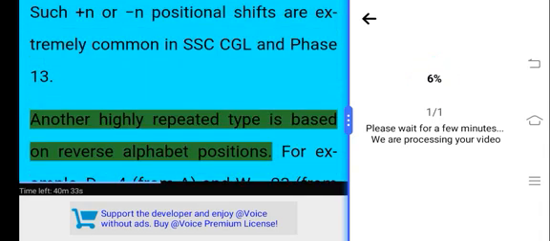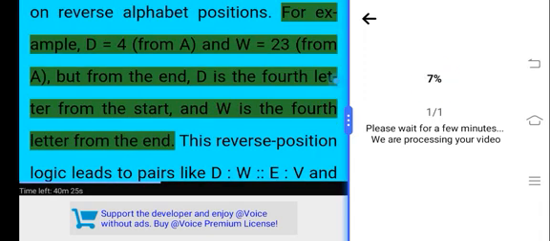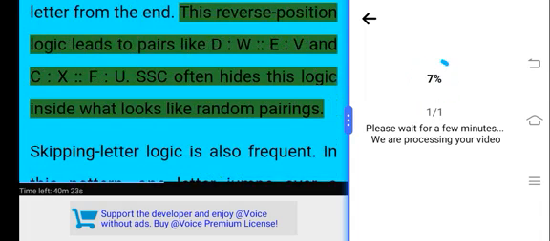Another highly repeated type is based on reverse alphabet positions. For example, D equals 4 from A and W equals 23 from A but from the end. D is the fourth letter from the start, and W is the fourth letter from the end. This reverse position logic leads to pairs like D, W, E, V and C, X, F. SSC often hides this logic inside what looks like random pairings.